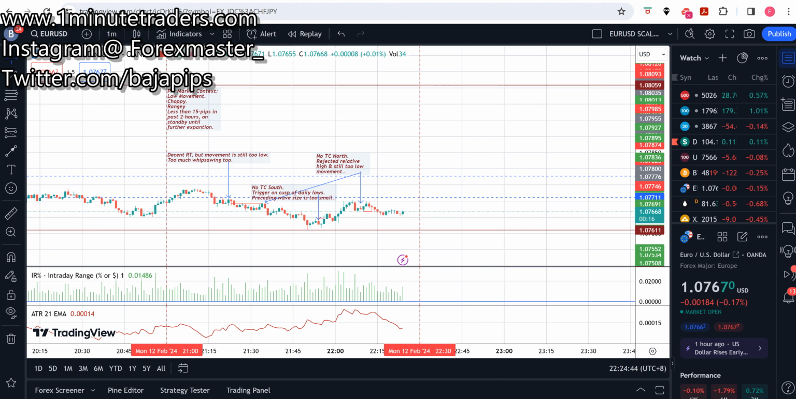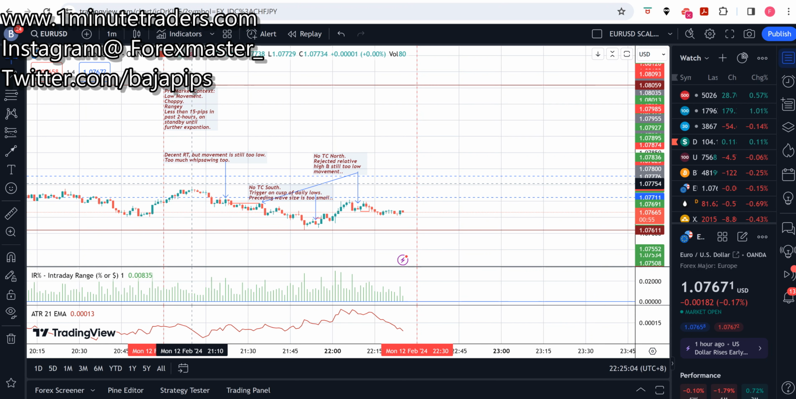And the trade before that, I said no TC South, trigger on cusp of daily lows preceding, wave size is too small. And then the first trade that I did skip, I said it was a decent RT. That was a reversal trade. Remember at the beginning of the video, I did mention that RTs and RVs are reversals. Just going to show y'all what I mean. See that? That's an uptrend. And then price reversed the uptrend, pulled back and triggered me in.